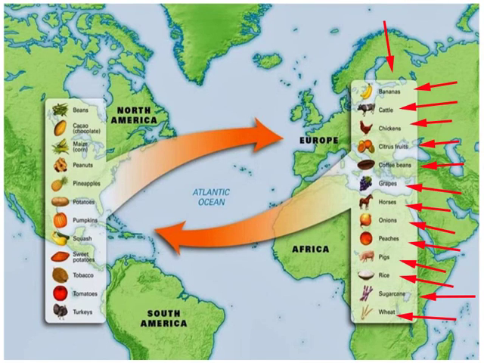Now, how the exchange works is products like beans, chocolate, corn, peanuts, pineapples, potatoes, pumpkins, squash, sweet potatoes, tobacco, tomatoes, and turkeys were all native to North, Central, and South America, and these products were exchanged with Europe in the Columbian Exchange.